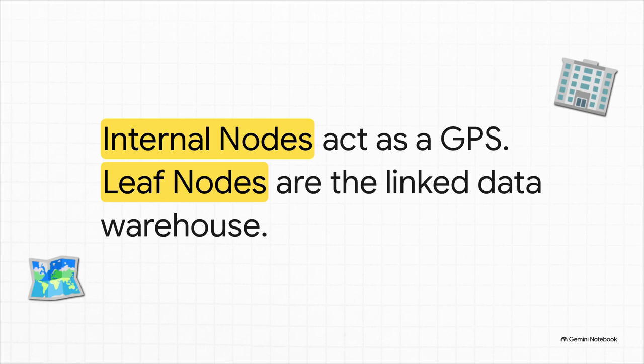Down at the bottom level, we have the leaf nodes. This is the actual data warehouse where the records live. And here's the brilliant part. These leaf nodes are linked together horizontally in a chain. So once you've found your starting point, scanning through a whole range of products is incredibly fast.